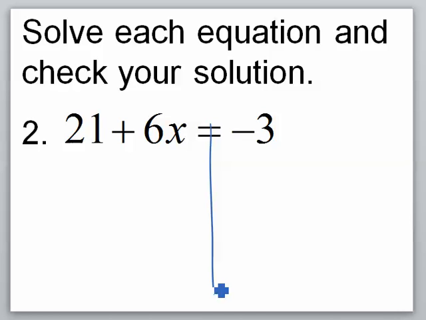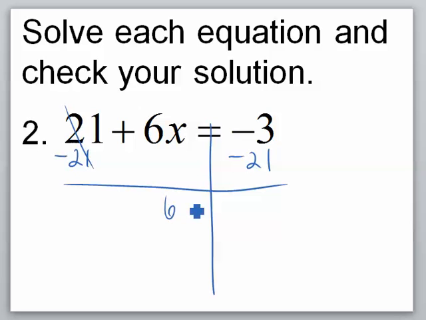In the second problem, 21 plus 6x equals negative 3. I'm looking on the left-hand side. This is where my variable is. I've got to get rid of the positive 21. I will do so by putting a negative 21 on both sides. That creates a 0, so I get 6x is equal to negative 24. We're going to do the opposite of timesing by 6, which is dividing by 6 on both sides. And so your x is equal to a negative divided by a positive, which is a negative 4.